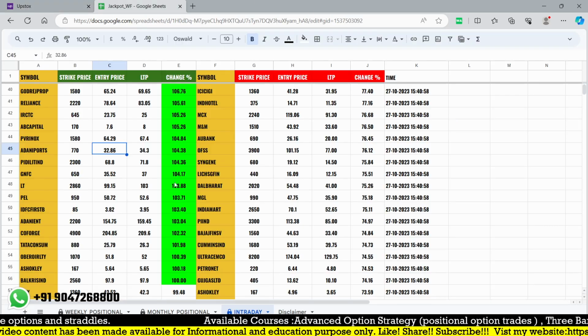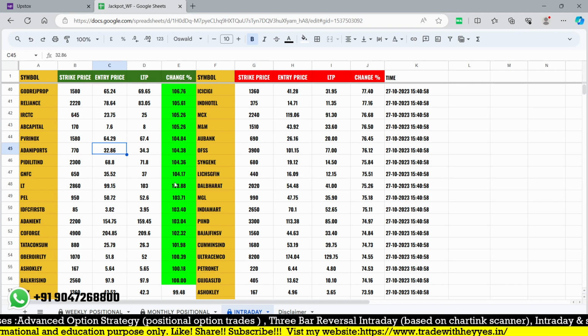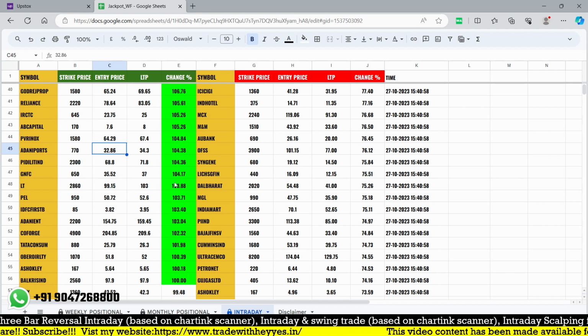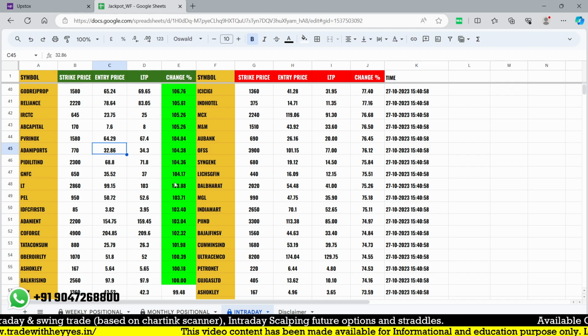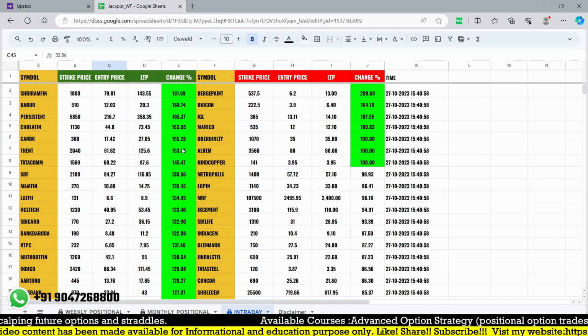It is not giving you any buy or sell signals to buy this or buy that. It is purely an F&O stock scanner and an ATM option scanner. And from this, we have some conditions. Based on these conditions, you can plan your trade from this list, or you can even try for the stock which is at the top also.